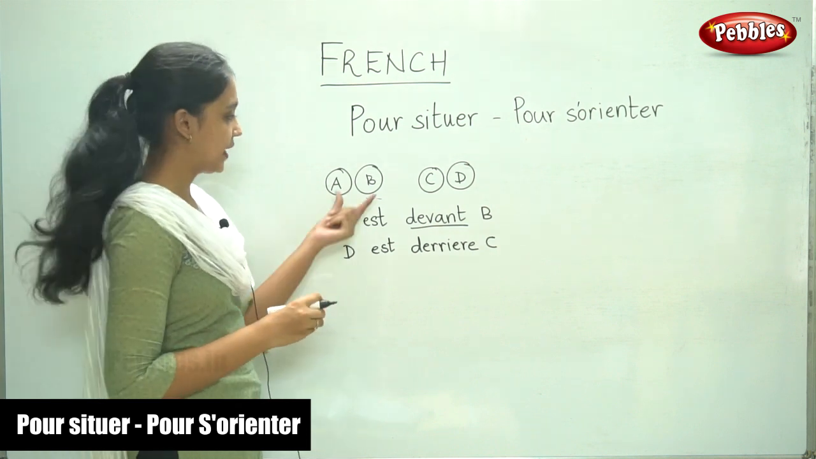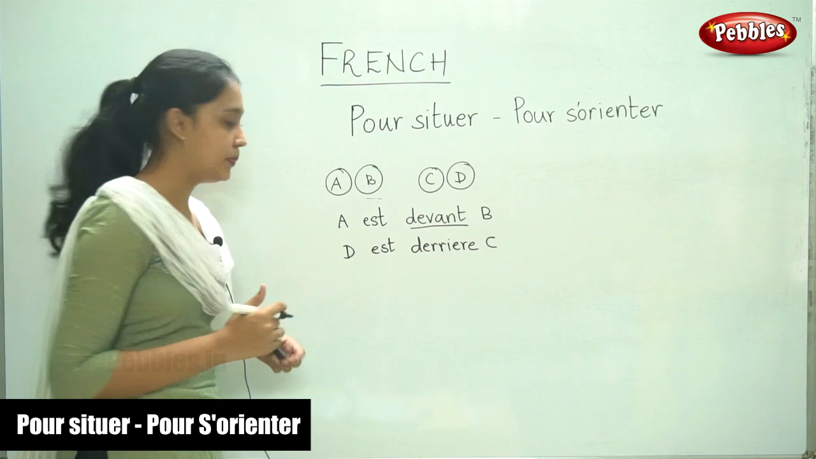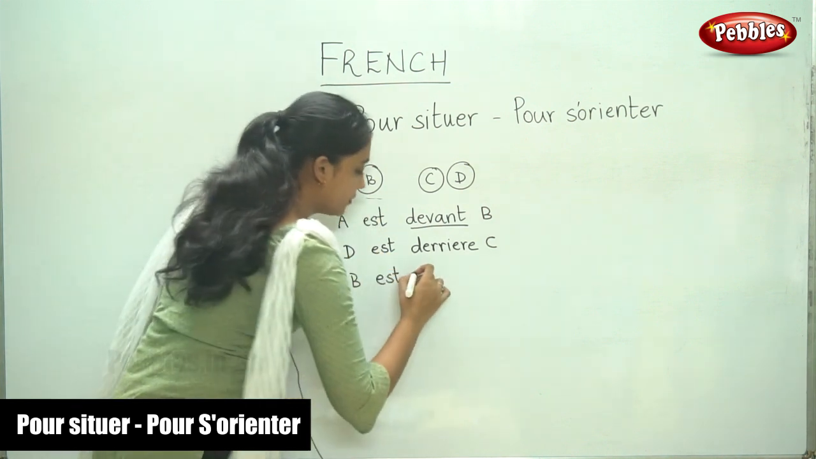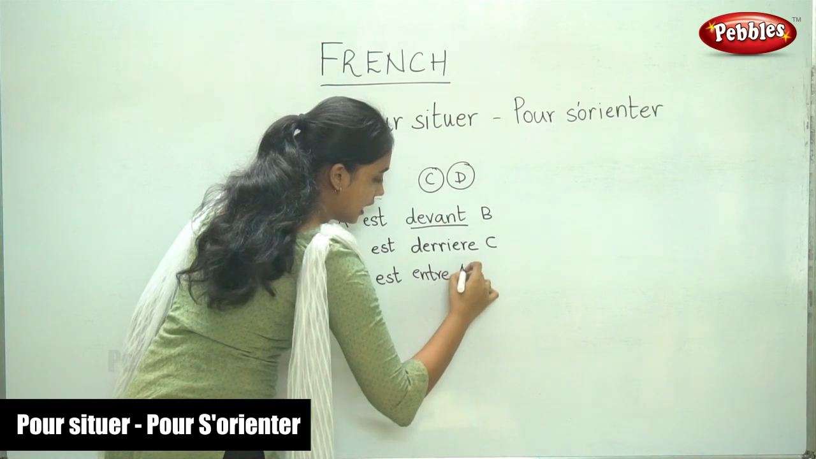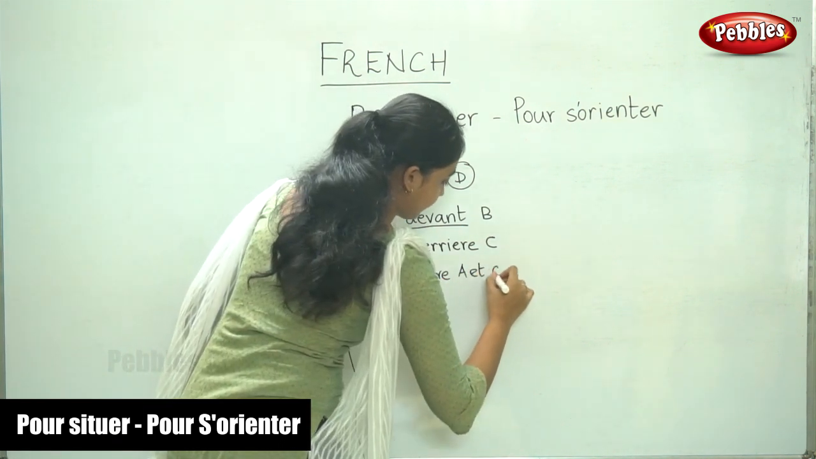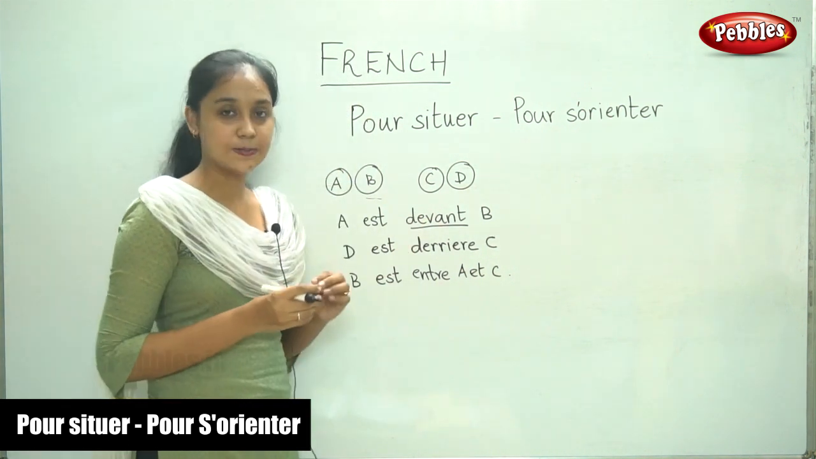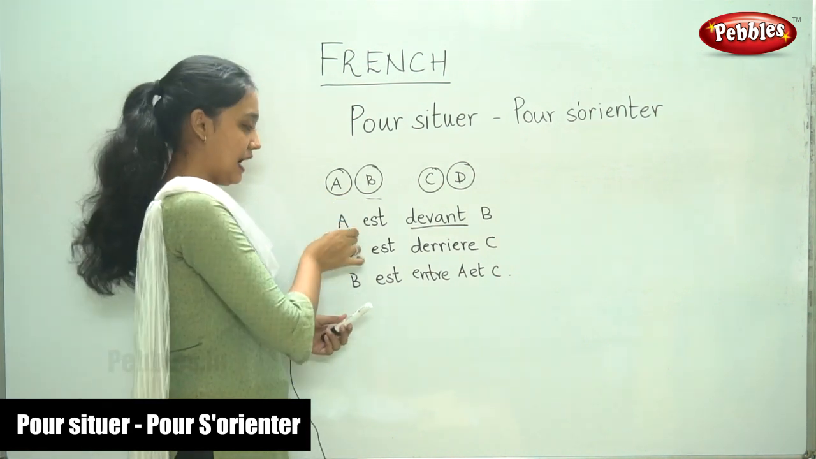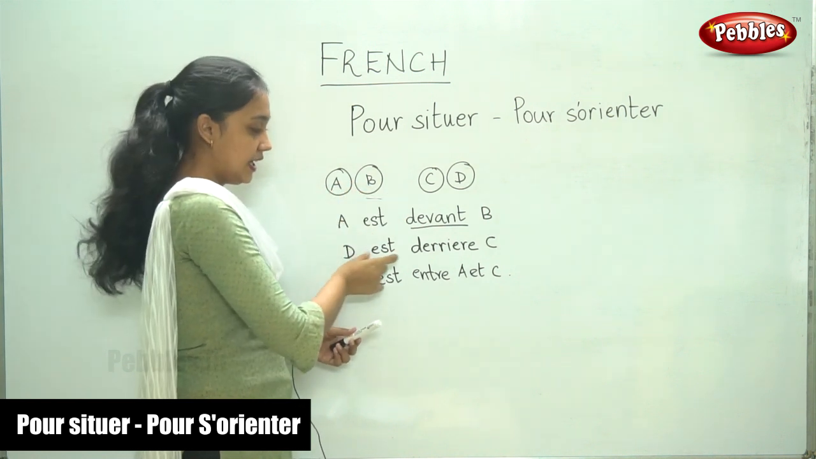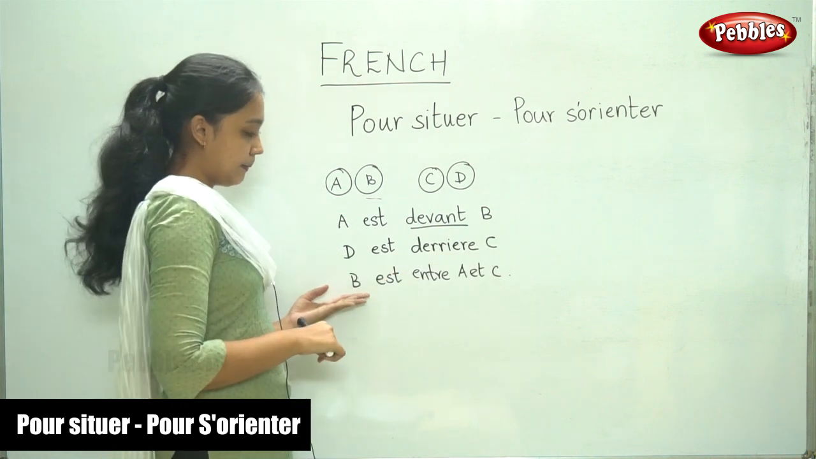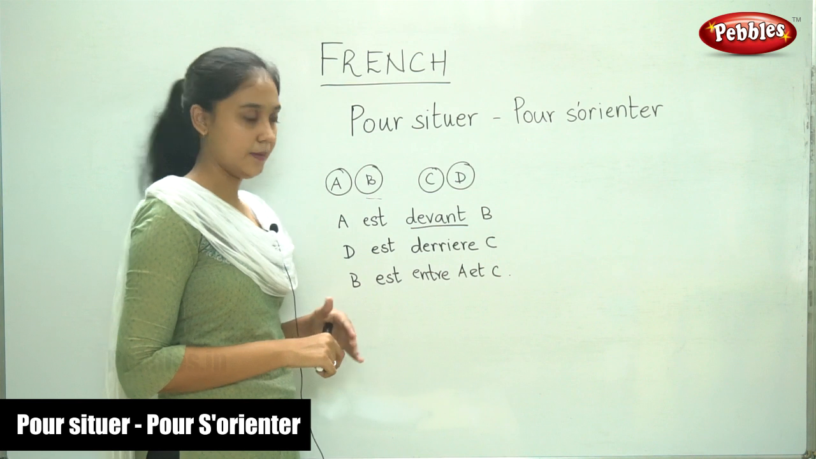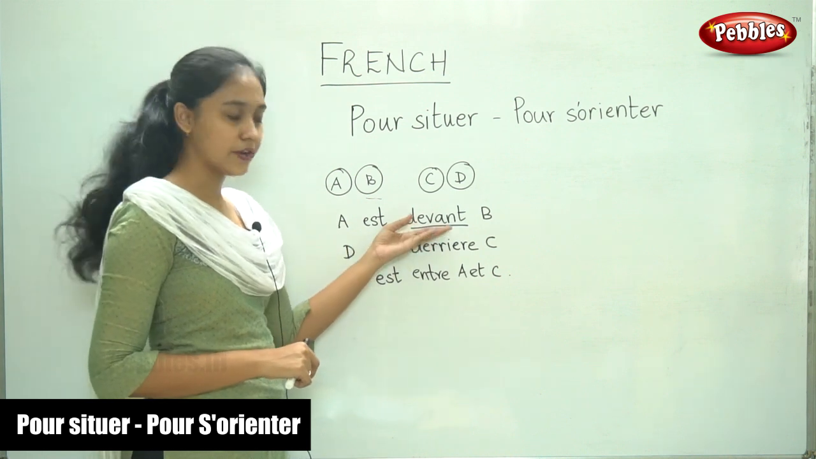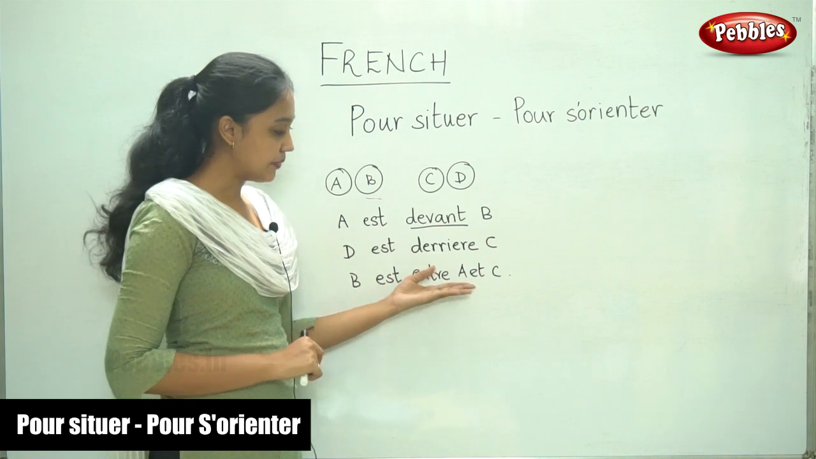So, after. And finally, what can we say about B? B is in between. So, entre A et C. So, this is how we explain the orientation of objects. So, in this case, for this example, A est devant B, D est derrière C, B est entre A et C. So, these are three words you need to learn: before or in front of, after or behind, and entre or in between.